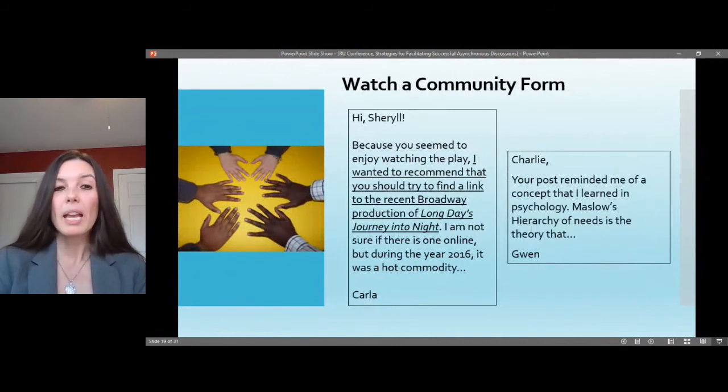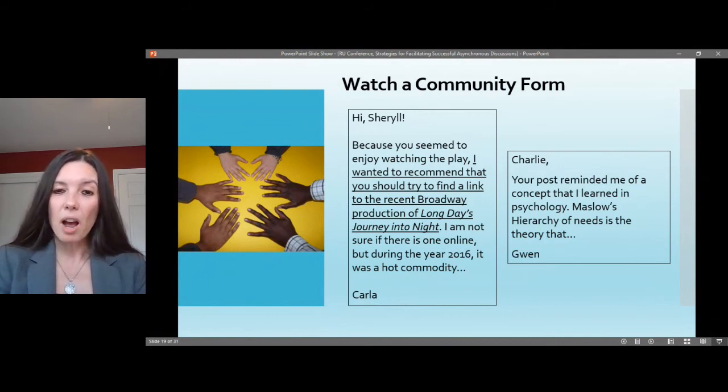Watch a community forum. In the example to the left, Carla suggests that Cheryl might enjoy watching the Broadway production of the play that we'd read. It was not necessary for her to supply this information. It wasn't an answer to the discussion prompt, but she did it willingly because she thought another student might benefit from the joy of watching this play just as she had. This is what we want, for our students to passionately share with each other new ideas, resources, and excitement for the subject matter. In the second example, you can see that Gwen has shared a link with Charlie because his statement in his post had reminded her of Maslow's hierarchy of needs, which she had learned about in another course, and she thought he would benefit from the information. Very exciting.